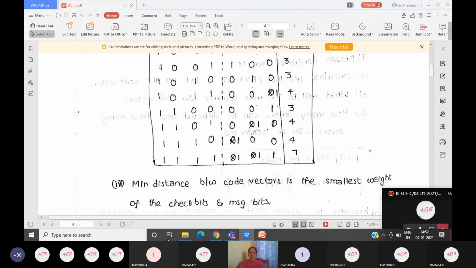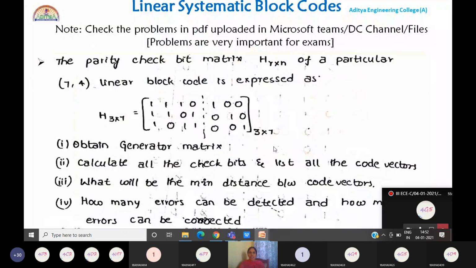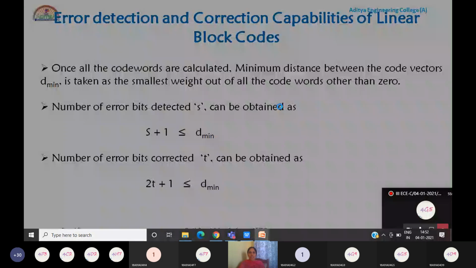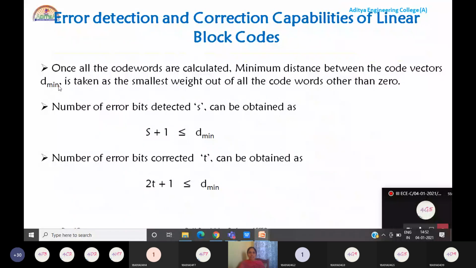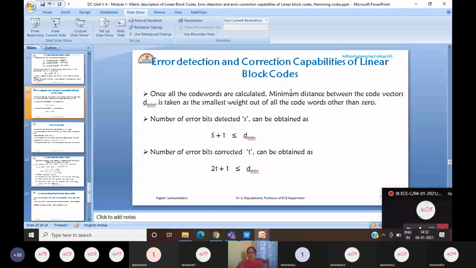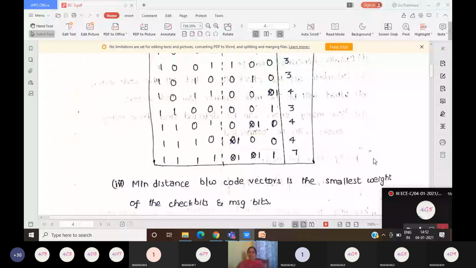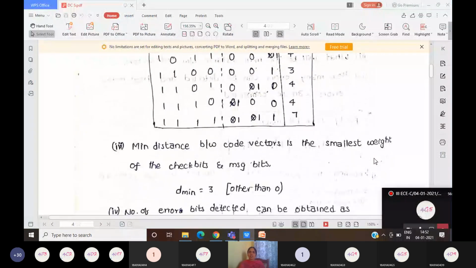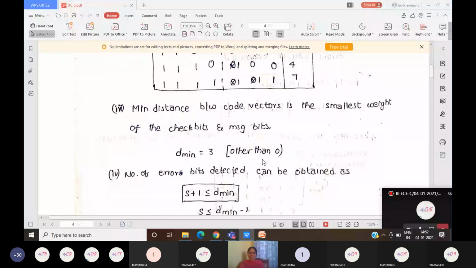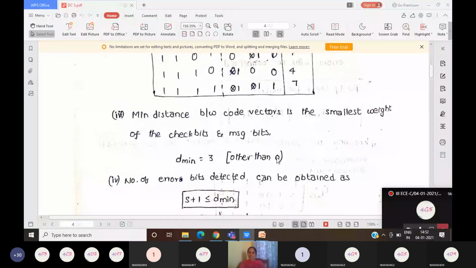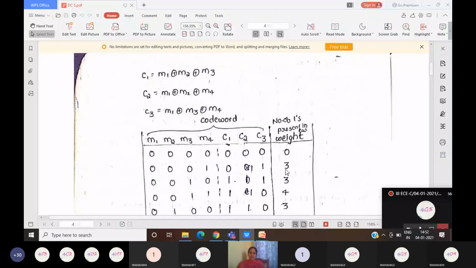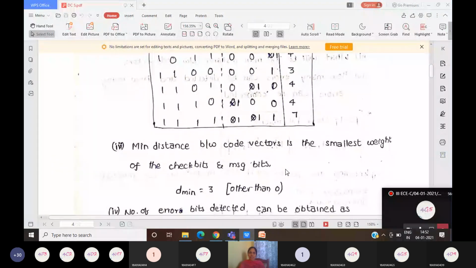Now, what is the minimum distance? Already I told you in the PPT that the minimum distance dmin is taken as the smallest weight out of all the code words other than 0. So other than 0 here in this example, what is the minimum value? 3. So that's why d minimum is equal to 3. Don't consider the 0 weight. The minimum weight is 3 here.